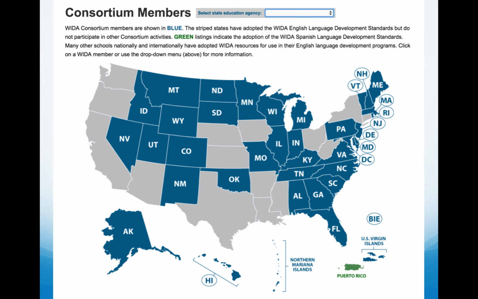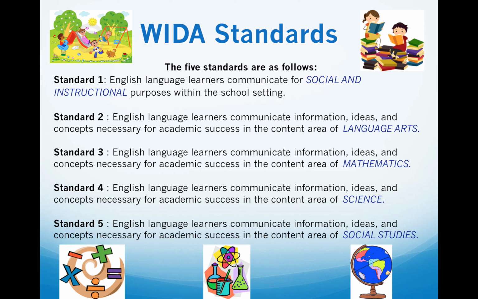So the WIDA standards are represented here on this slide. There are only 5 of them. And at first, if you're a classroom teacher, you might think, what? Only 5 standards? But if you look, Standard 1 is that English language learners communicate for social and instructional purposes within the school setting. That's really saying that we're going to teach English learners to not only communicate for their basic needs and socially with their peers, but we're also going to specifically teach instructional or academic language that they will need within the school setting.